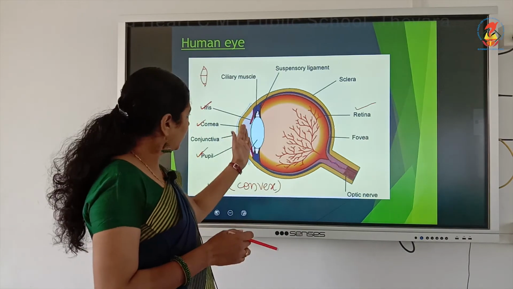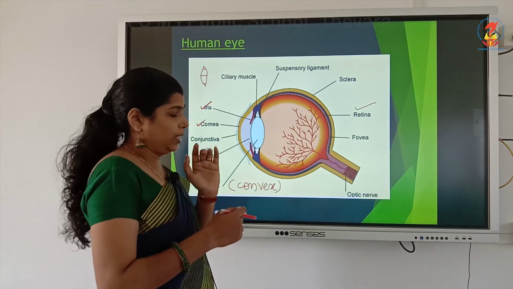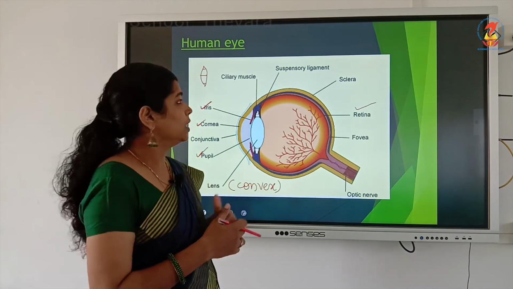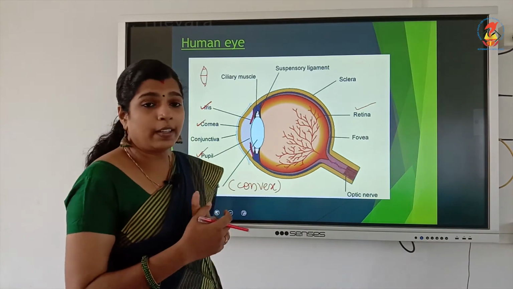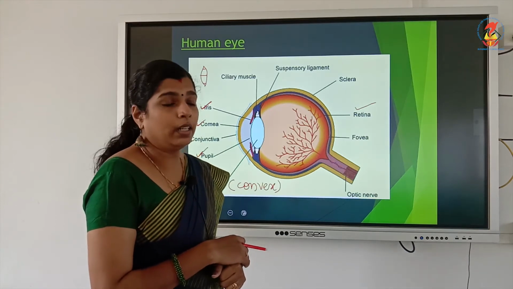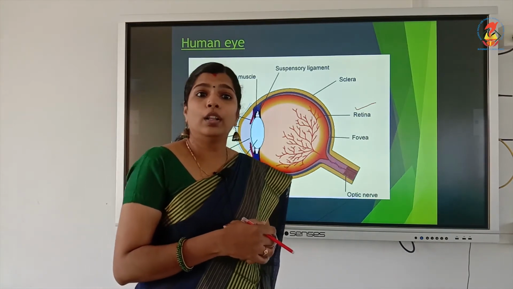Now, behind the pupil, a lens is there. That lens is of convex type, thicker at the middle and thinner at the edges.